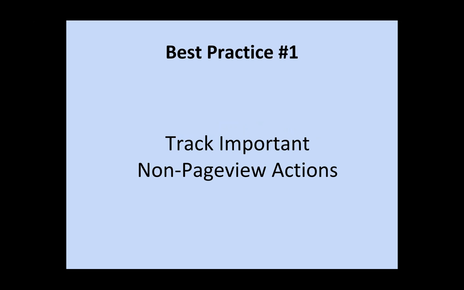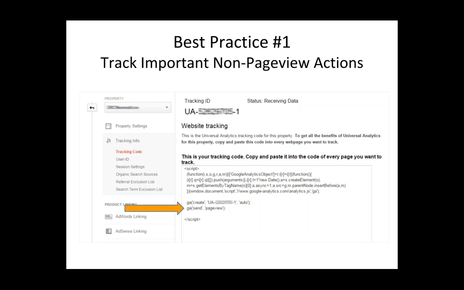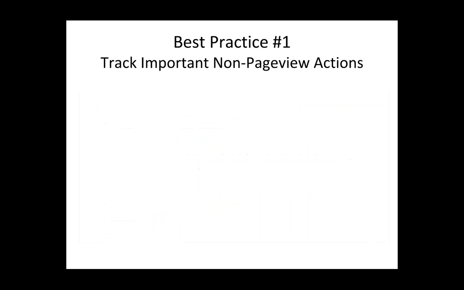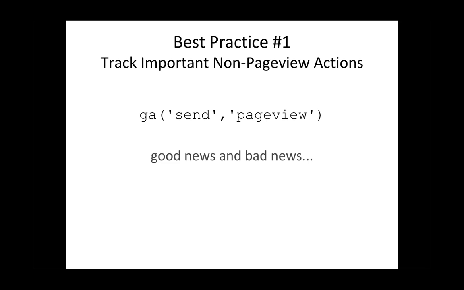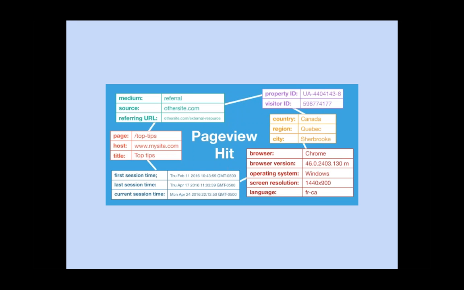So best practice number one, track non-page view interactions. And we saw this in a previous webinar. By default, Google Analytics will only track a page view. So we see that in the basic tracking code, ga send pageview. What that means is good news and bad news. Good news is that there is a lot of data that's tracked by default in Google Analytics. So if you take the tracking code that we saw previously and you plop that onto every page of your website, it's a little bit different on the app end. On the app end, it's a little bit more of an active process from the get-go.